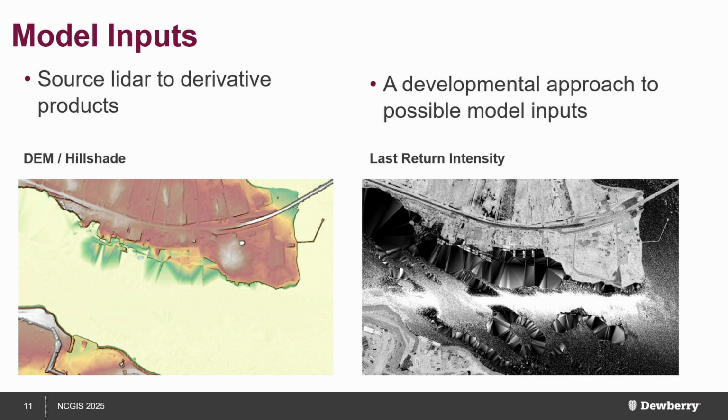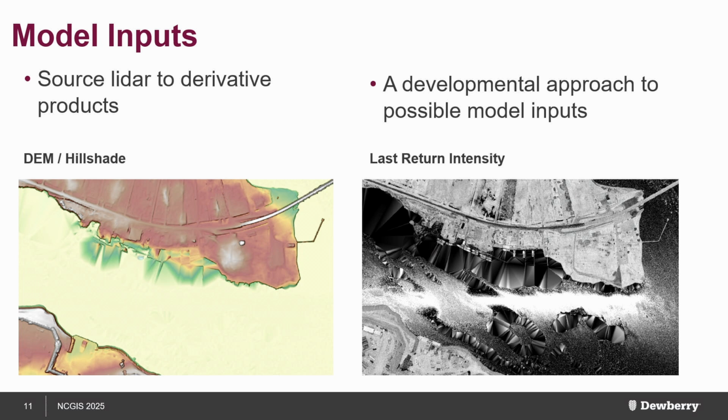So what do you use as an input? Typically, people will look at things like a digital elevation model and a hillshade. An intensity raster is a lot of times a deliverable for LiDAR projects as well. And these are useful, but they're not that useful for training a deep learning model. It requires a lot more context.